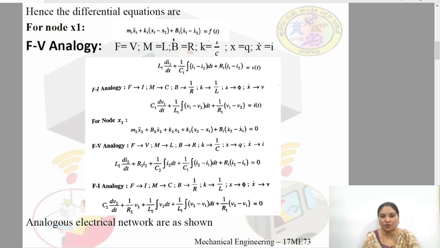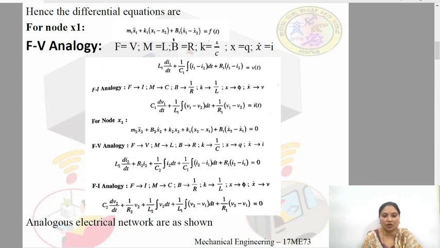While writing for node 1 we should remember that the node x1 should be taken first, and when writing for node x2, the node x2 has to be taken first. So K1 into (x2 minus x1) plus B1 into (x2 dot minus x1 dot) is equal to 0.